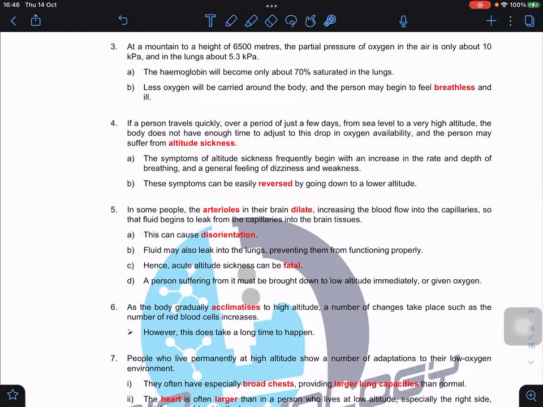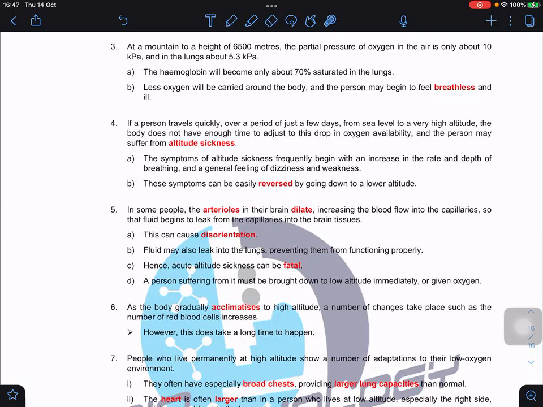Okay, so when blood flows into the capillary and the tissue fluid leaks out, it will cause disorientation because of compression, increased cranial pressure in your brain. Then the fluid may also leak into the lung, preventing it from functioning properly, because the tissue fluid inside our lungs will also accumulate. So this is always fatal. It means that we are going to die because you can't breathe in the air and your brain can't think properly. Okay, so how do we deal with this?